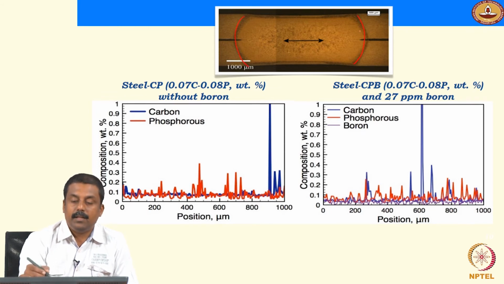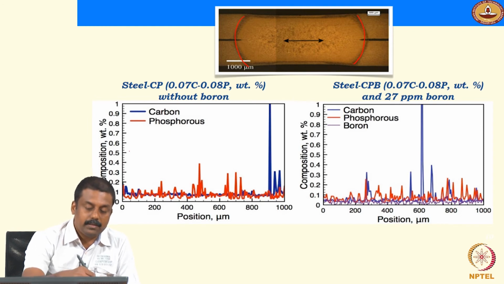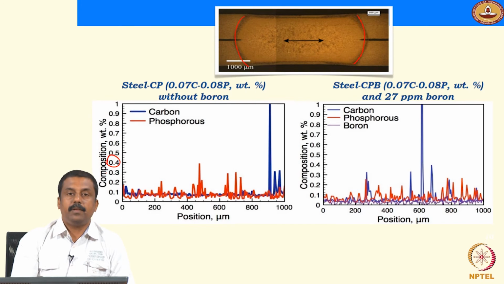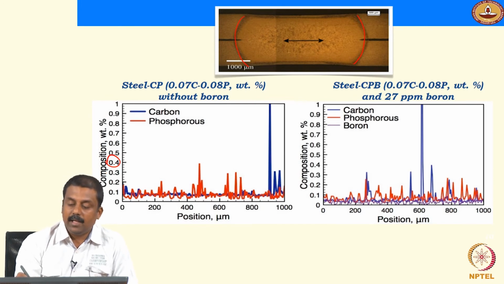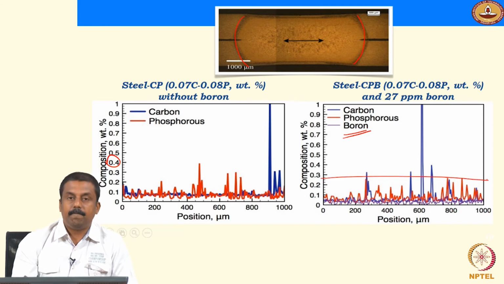When you look at the elemental mapping along the center line, the black arrow, you see the interdendritic regions, and the phosphorus segregation can be seen to be as high as 0.4, as I showed you in the calculations in the video. Still, with the boron, with 30 ppm of boron, you already see the red, the phosphorus concentration can decrease to even less than 0.3 locally. So the boron is indeed effectively reducing the phosphorus segregation.